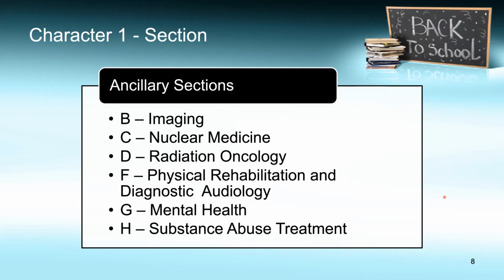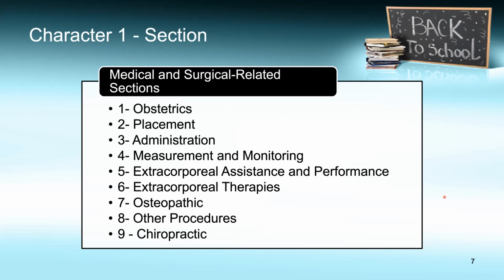Following the medical and surgical section, we have the medical and surgical related sections. And you can see the character value. So every code from each one of these sections will start with the same character value. Every code from obstetrics will start with a first character of 1. Every code from the placement section will start with a first character of 2. Every code from administration will start with the first character of 3, and so on. So med surg and then obstetrics, if you work in an environment that does OB, those are going to be your most common sections used.